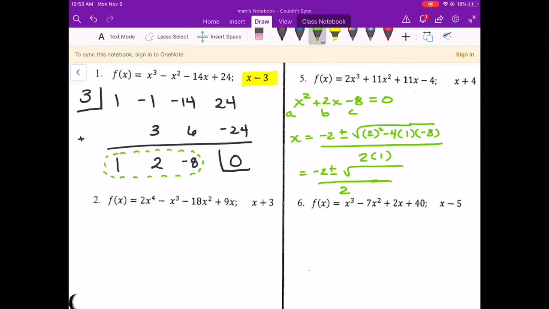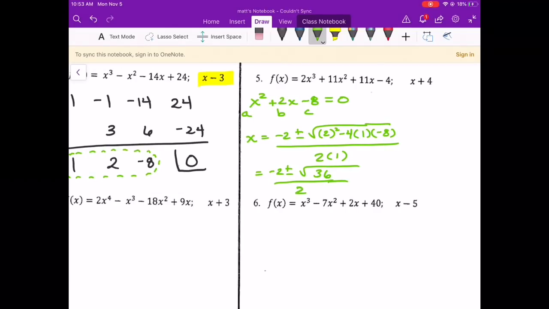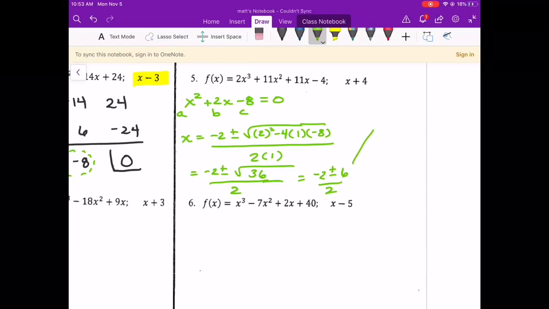So, negative 4 times negative 8 is positive 32. So 4 plus 32 gives me a really nice number, 36. Now, the reason that's really nice is I know the square root of 36, and it's 6. So I could continue to simplify as negative 2 plus or minus 6 over 2. Now I'm ready to split into my two scenarios. That's negative 2 plus 6 over 2 and negative 2 minus 6 over 2.